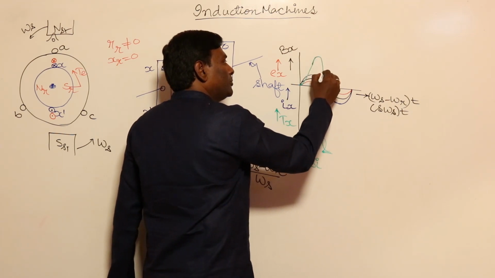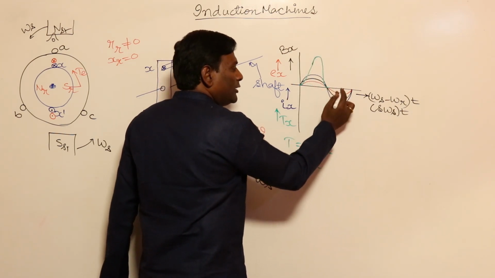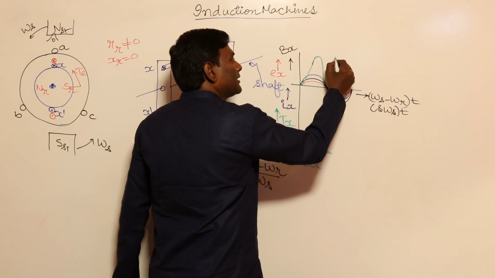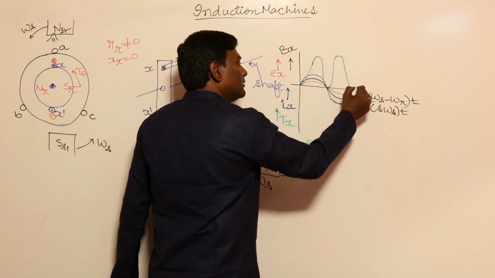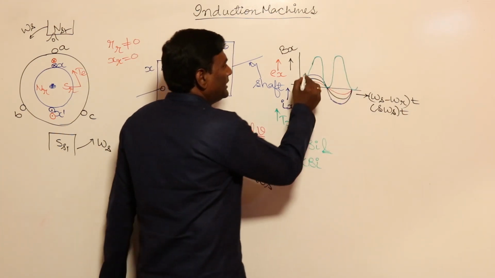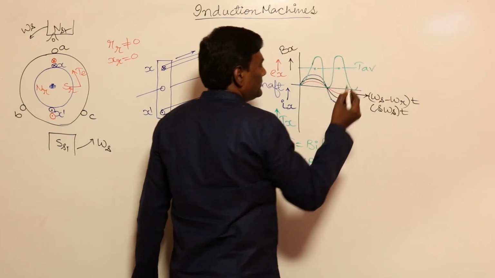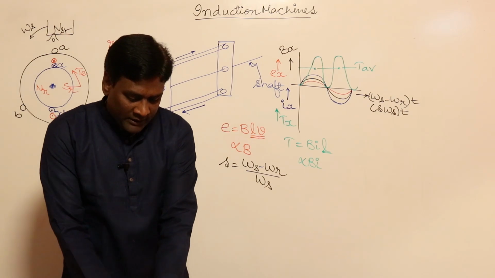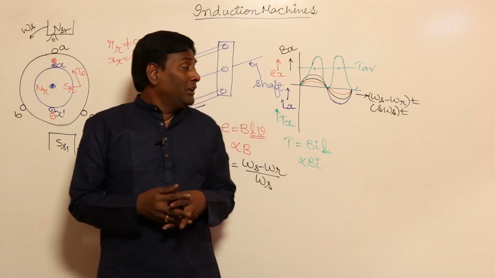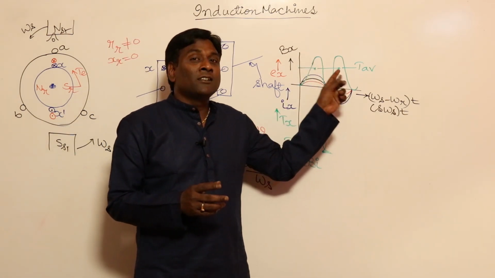and again 0. Negative multiplied by negative is again positive max, positive side only. So it is going to be like this. The torque developed is pulsating, and the average torque is positive. Now let us see what will happen because of this pulsating torque.